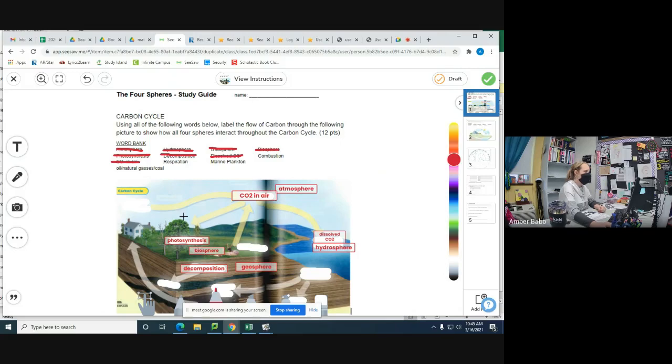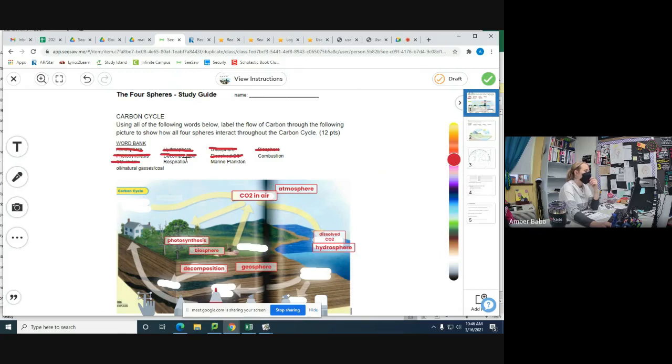All right, so this is the carbon cycle. We're following this carbon around. The carbon starts in the air. It can dissolve into the water. It also says dissolved CO2 in water. Now, from the carbon in the air, some of it goes in the water, and some of it goes to the trees for photosynthesis.